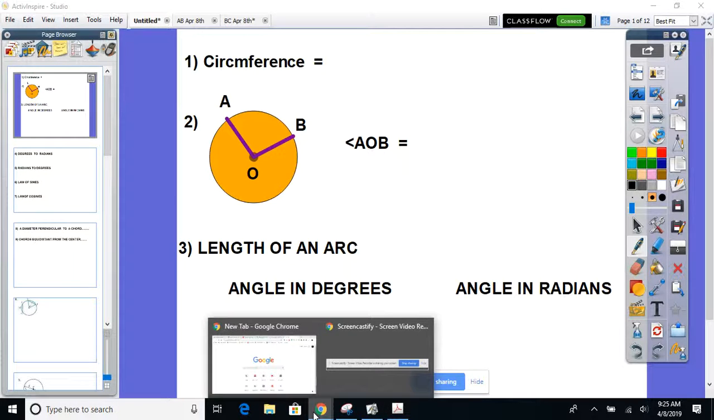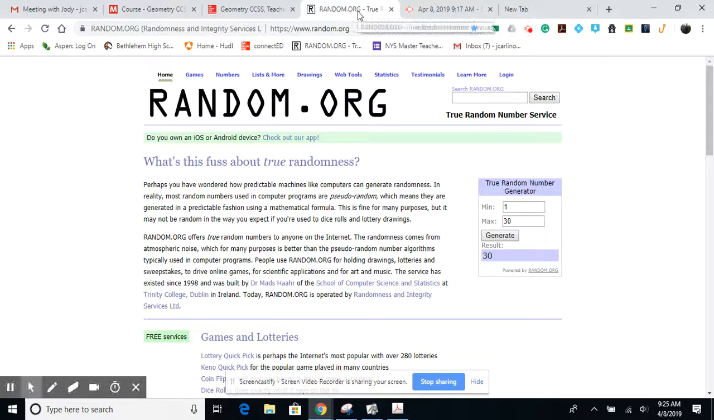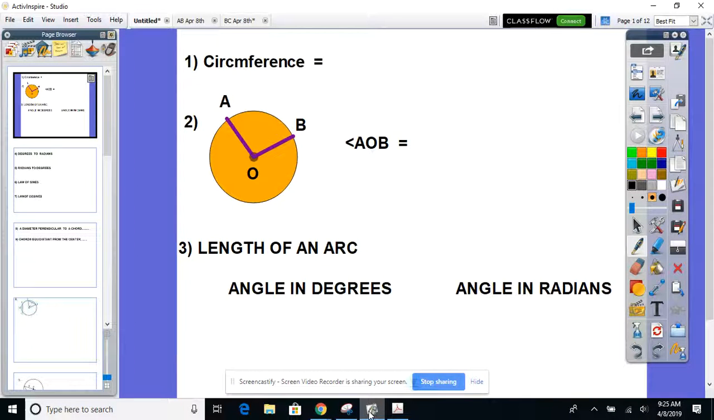Circumference. Here we go. Let's hear from 10. Circumference formula. There we go. Pi d or 2 pi r. Make sure we know at least one of them coming into tomorrow.